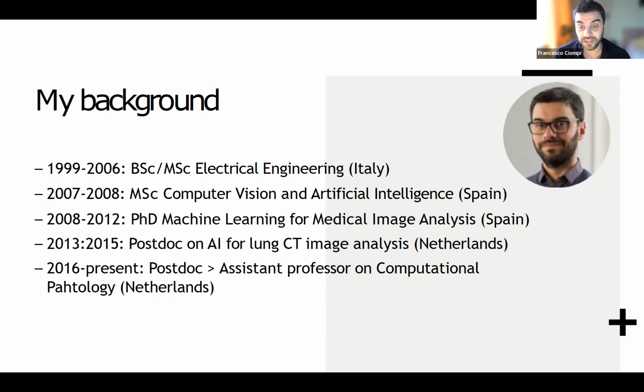so CT scans. But then after that, I was a bit tired of grayscale images. So in 2016, I switched to pathology, and there it was all H&E and immunohistochemistry and multiplexing. So lots of colors, super nice, which then I decided to stay basically. So I started as postdoc, and then I became assistant professor on computational pathology. And this is still my current position.